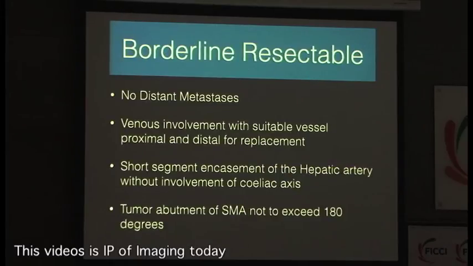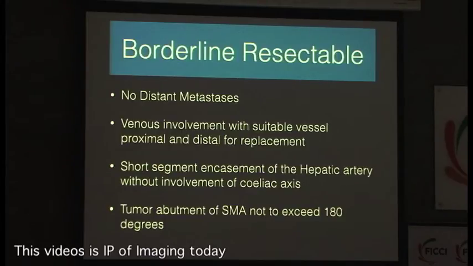Okay, and now we come to borderline resectable. No distant metastasis, so theek hai, understood. Venous involvement with suitable vessel proximal and distal for replacement, which is a very wide statement. Short segment encasement of the hepatic artery without involvement of the celiac axis, that we can understand. And tumor abutment of SMA not to exceed 180 degrees. So less than 180 degrees for SMA, short segment encasement of the hepatic artery, and venous involvement with suitable vessel.